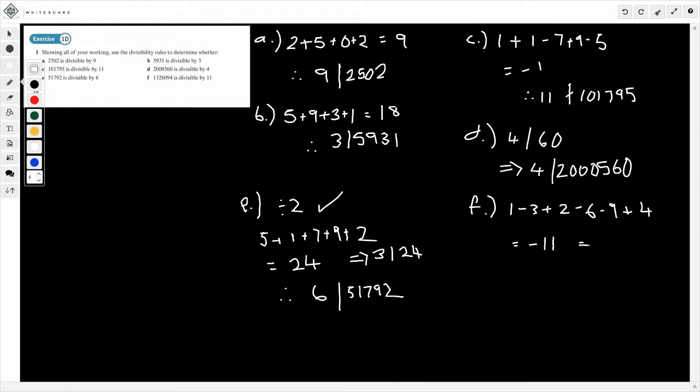So this implies 11 divides 11. So therefore, our number, whoops, ignore that. 11 does divide 1,326,094. Make sure yours don't look this scruffy in your exam as well, guys. I'm quite a messy worker. And there we have it, guys.